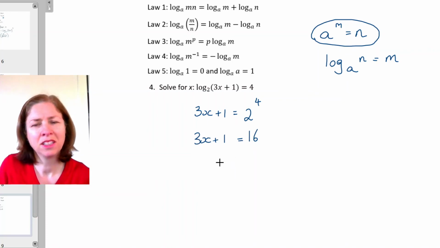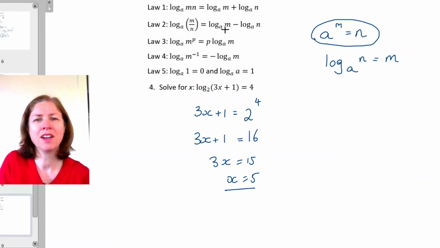Now it's linear. We can all solve this. 3x equals 15, x equals 5. And we're done. Okay, one more to go.